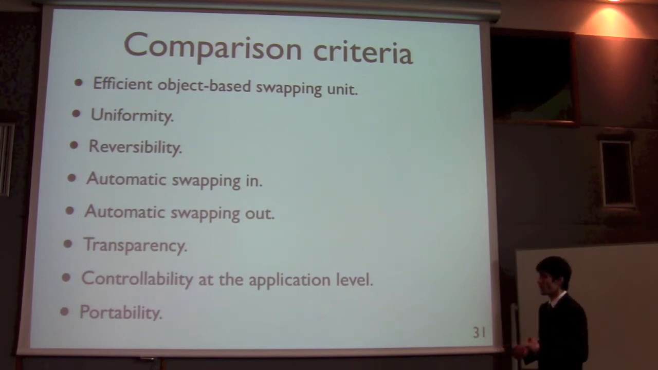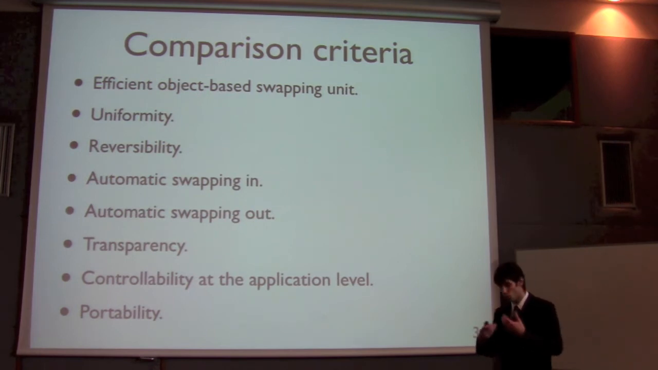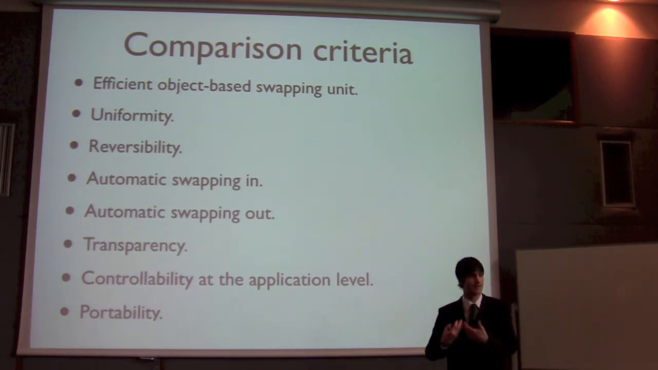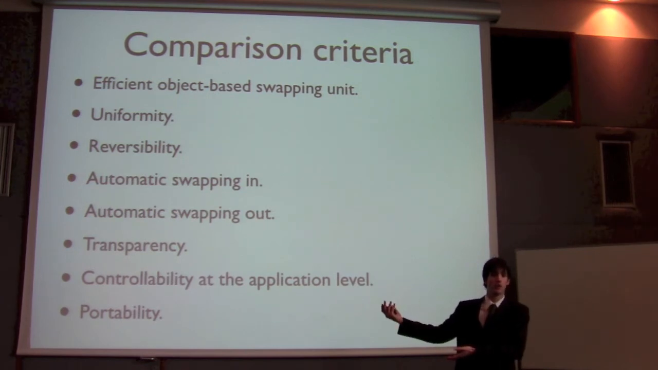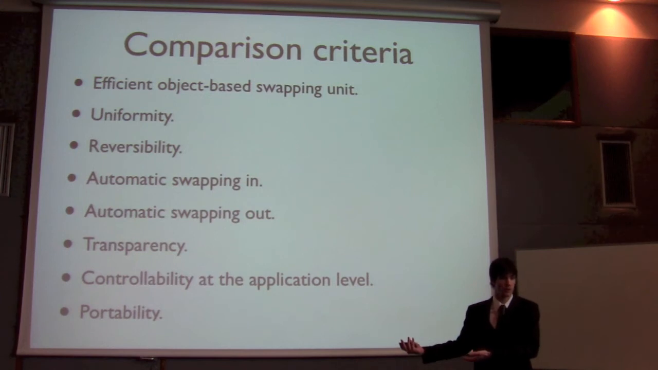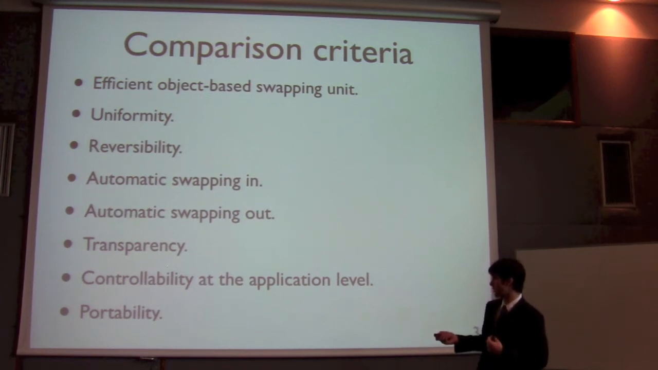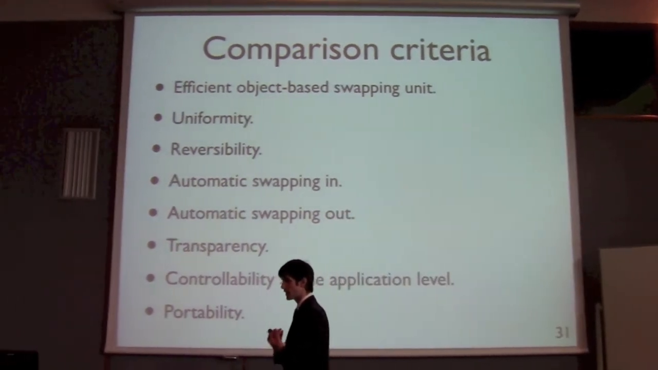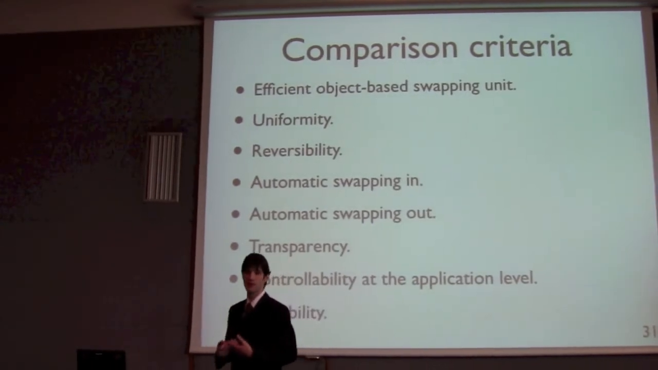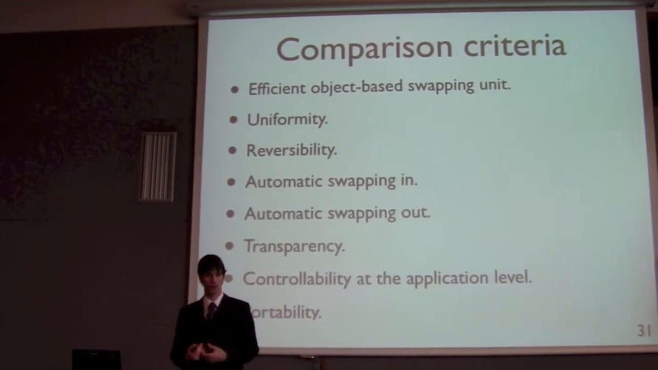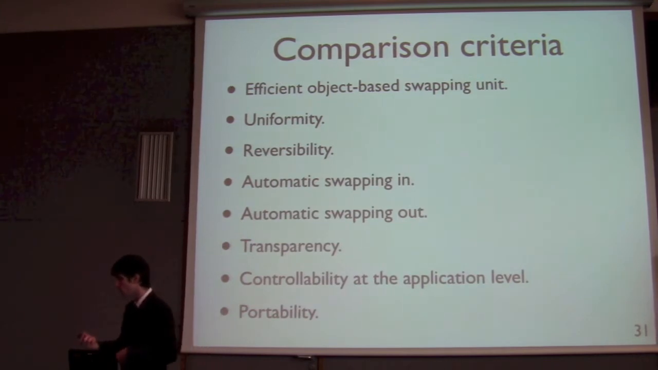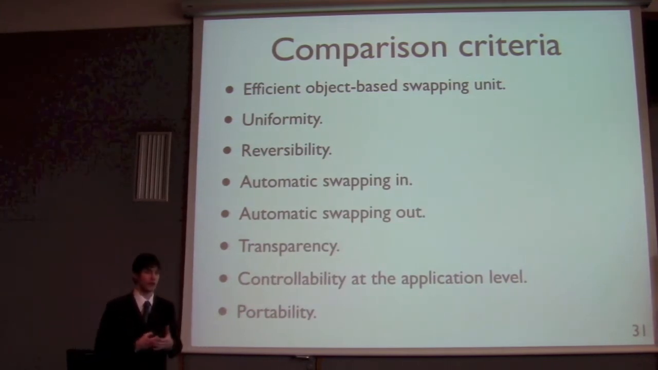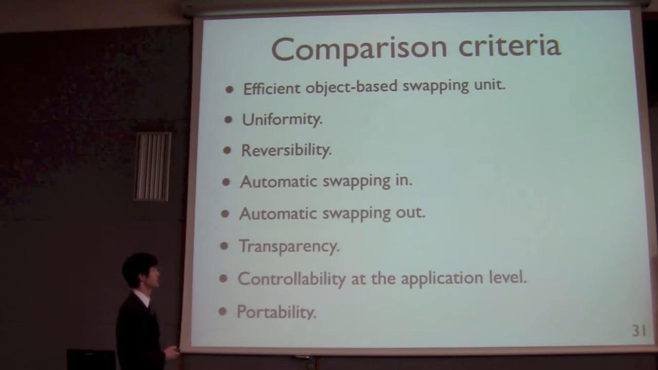What I mean here is that the result of the application, when it is running, should be the same whether it is swapping or not. It's like when you run an application and you don't know if the operating system is paging or not. So that's what I mean by transparency. And for controllability at the application level, what I mean is that the application developer should be able to take part in the decisions of what or when to swap. It should be able to influence. And finally, we would like to make it portable across other languages or other operating systems.